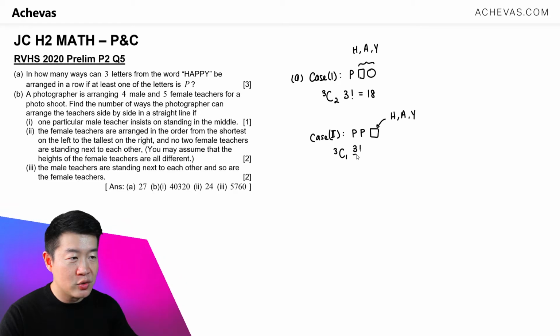and mixing this 1 letter with the 2 P's, permutating them, it is going to be 3 factorial. And since the 2 P's are identical, I will divide this by 2 factorial. And this is equal to 9. So the total number of ways that we are looking at here in this part is going to be equal to 18 plus 9. My final answer here is equal to 27.